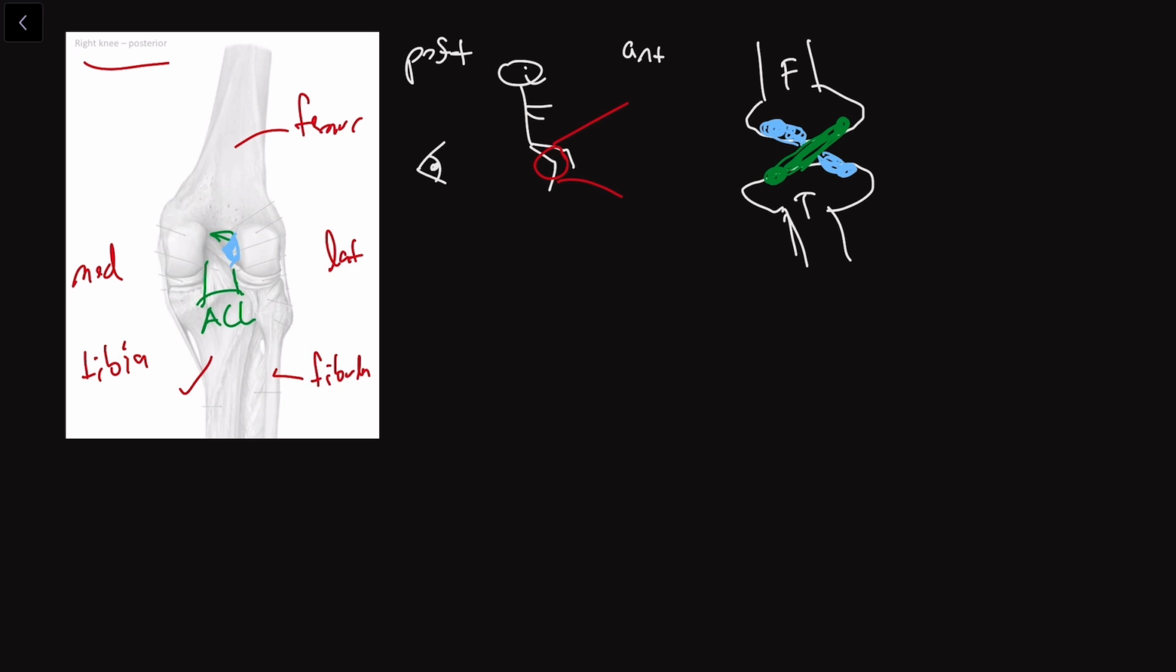And so what happens with an ACL tear? The ACL, the anterior cruciate ligament, does the following.